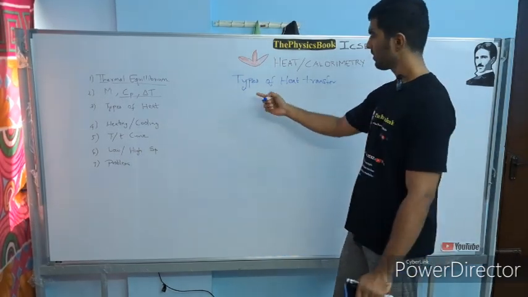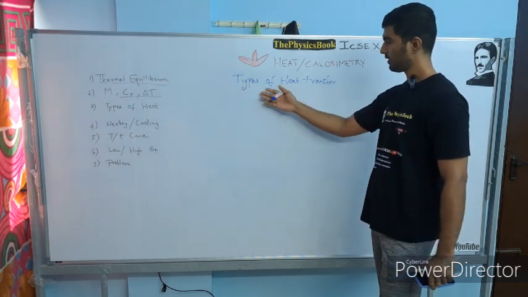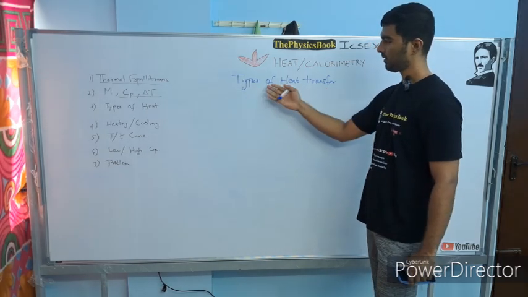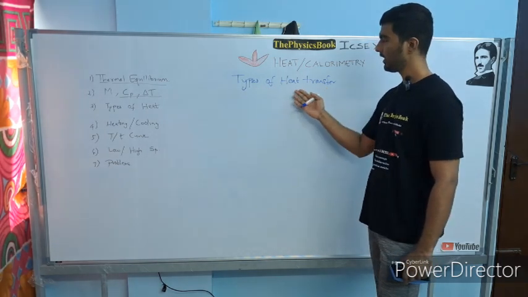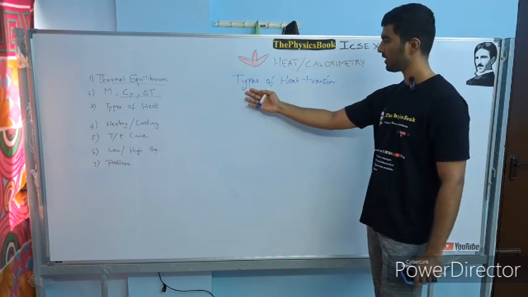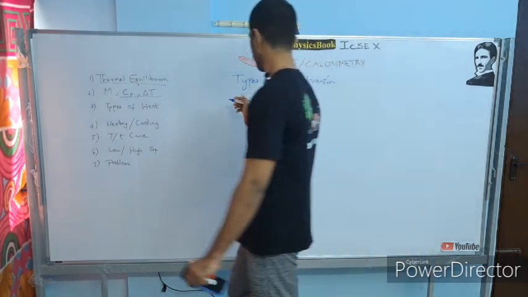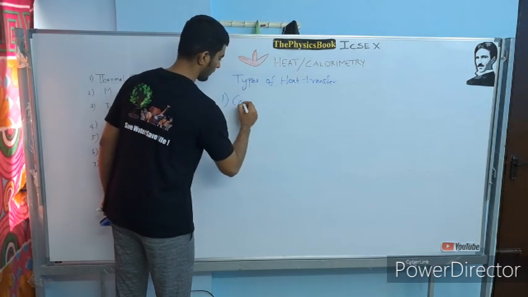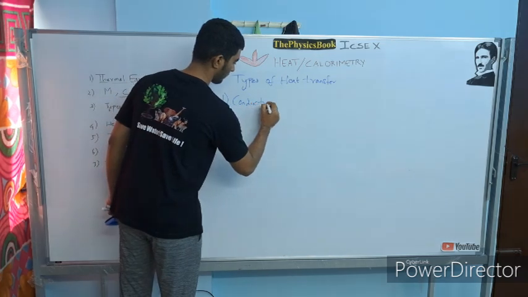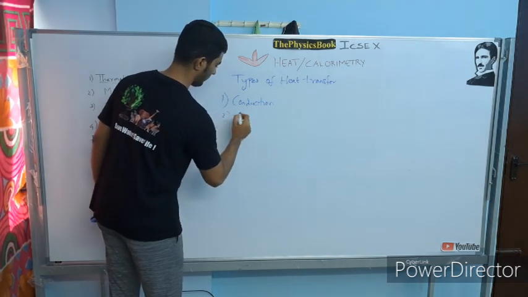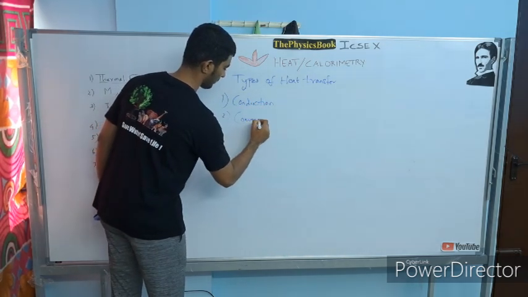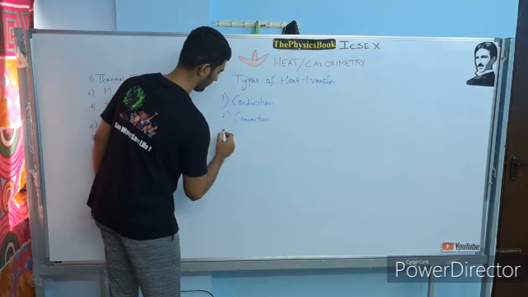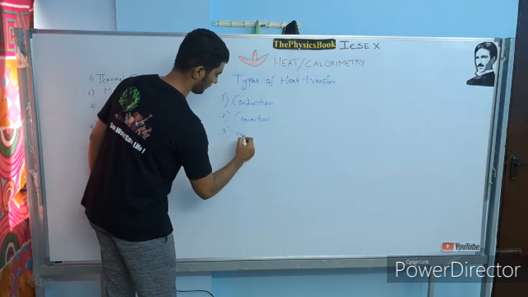Okay, now let's discuss the types of heat transfer. When I say types of heat transfer, sometimes we will refer to this heat transfer as heat, both are analogous. Sometimes we will refer to it as types of heat. So there are three types of heat transfer. One is conduction, the other is convection, and the third one is radiation.